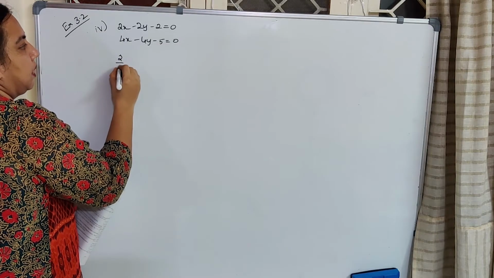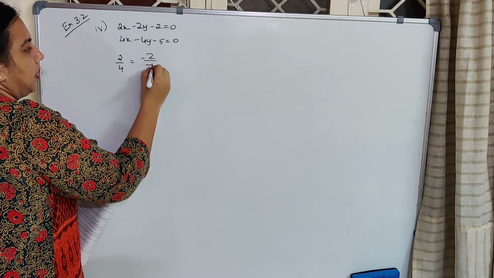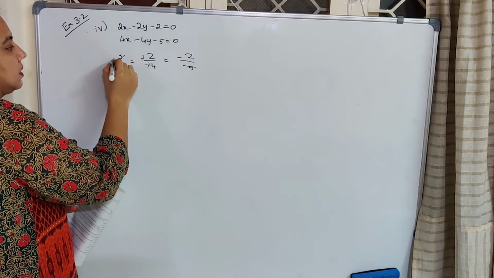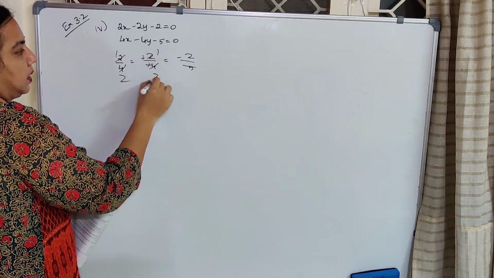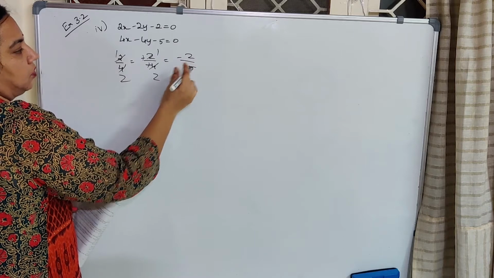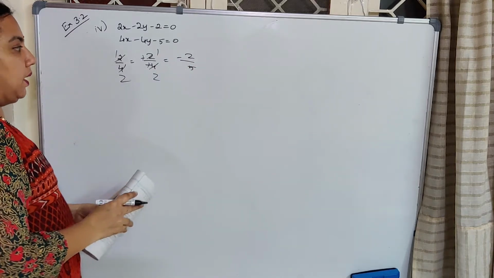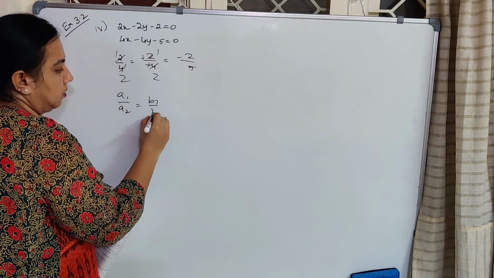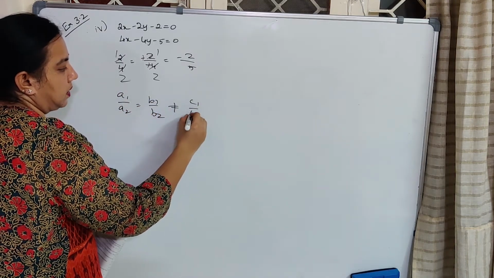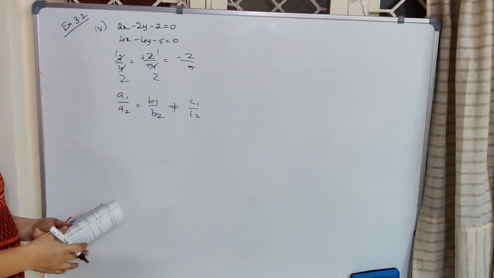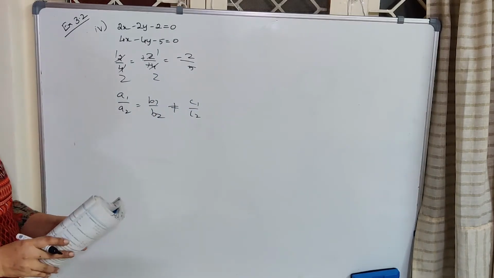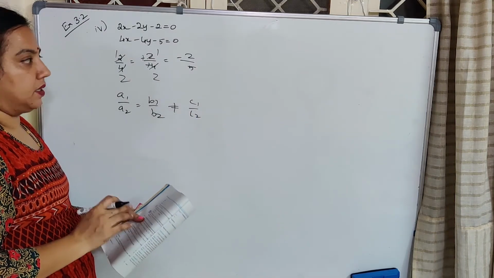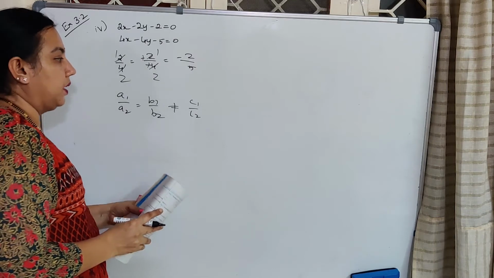Here again 2 by 4 is equal to minus 2 by minus 4 is equal to minus 2 by minus 5. Again we see this 1 by 2, 1 by 2, and that is not equal to 2 by 5. So what do we understand? When a1 by a2 is equal to b1 by b2 and it's not equal to c1 by c2, they give parallel lines, so inconsistent. So no point in drawing a graph. These two lines are parallel, so they don't have a point of intersection.